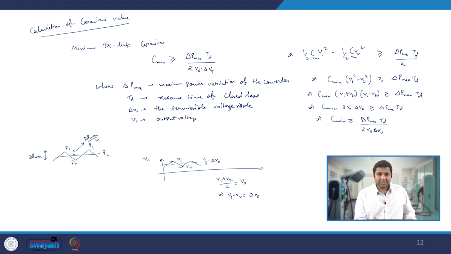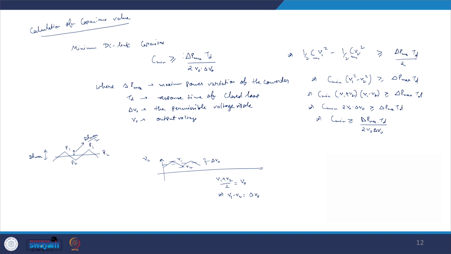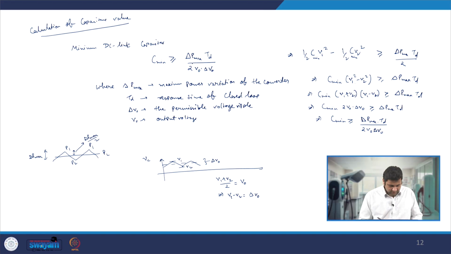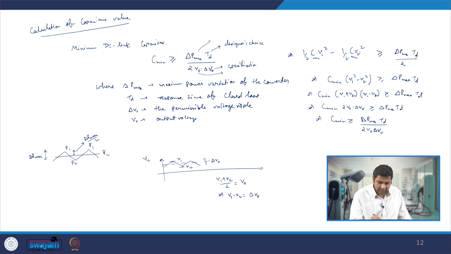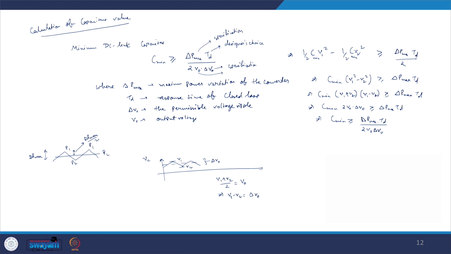So delta V naught is generally given in the specification, V naught is also given in the specification. TD is the designer's choice, and delta P max you will get depending upon the circuit operation, which is again the designer's choice. Delta P max is sometimes given in the specification, or otherwise one can take the required judgment to calculate this value of capacitance.